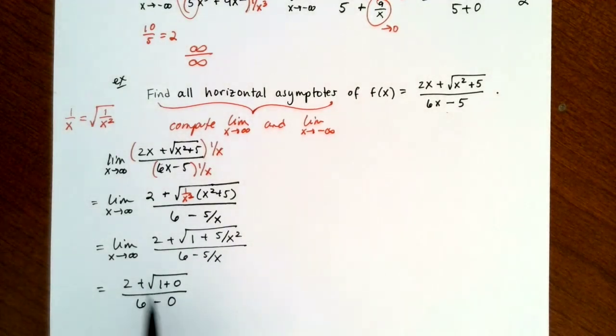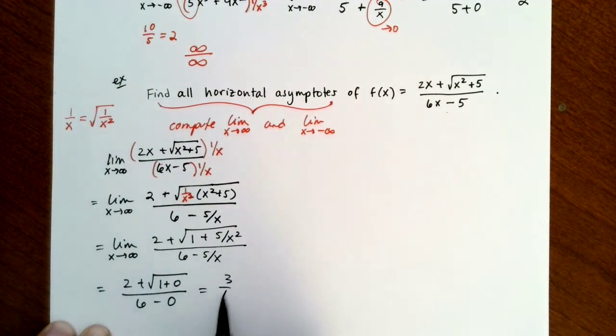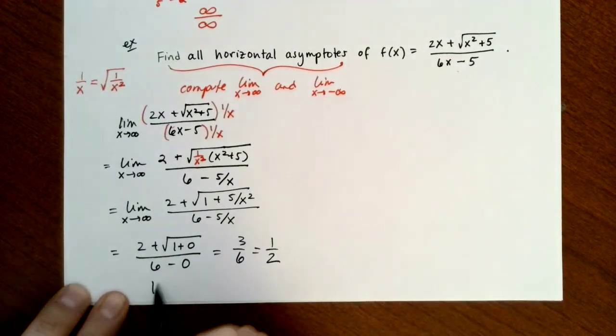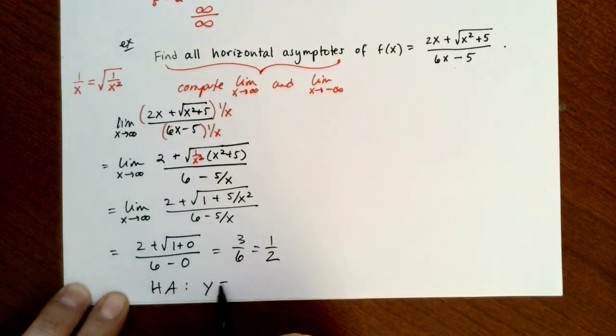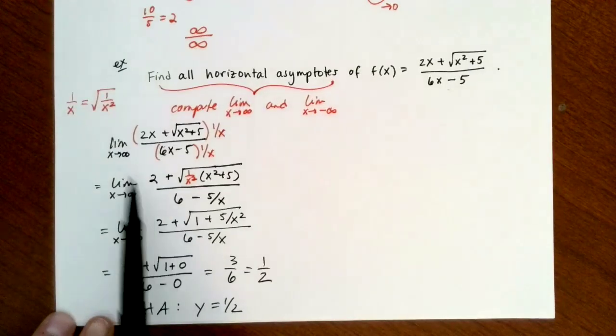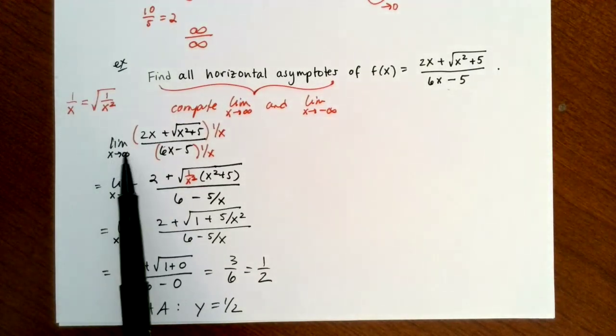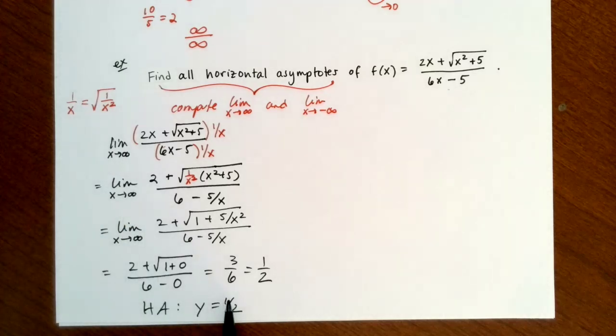All right, so on the top, I have 2 plus 1 is 3. So that's 3 over 6, so 1/2. So one horizontal asymptote is y equals 1/2. And because we were doing the limit as x approaches positive infinity, this is the far right end of the graph. So this is your asymptote as you travel way to the right on your graph. It tapers out to a height of 1/2.